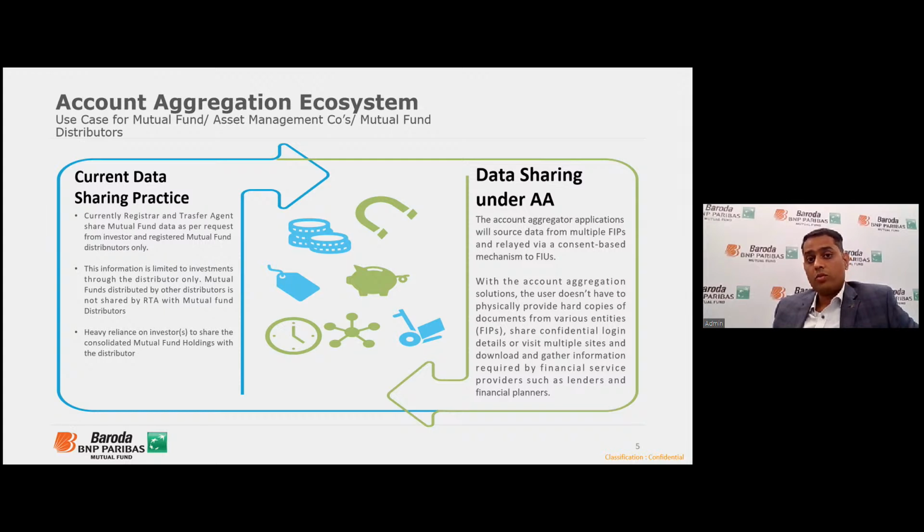In the current context, if I pick the same example, the investor who wants to look at his financial investment journey, or is looking for a specific product, offering or servicing, has to go to a registrar and transfer agent who holds all these mutual fund units, and request the information. There is now a good part of the journey where a platform is available where an investor can ask for information and it comes to his registered email ID once he validates himself. So the information comes to him and he gets a complete view of all his investments in the mutual fund industry.